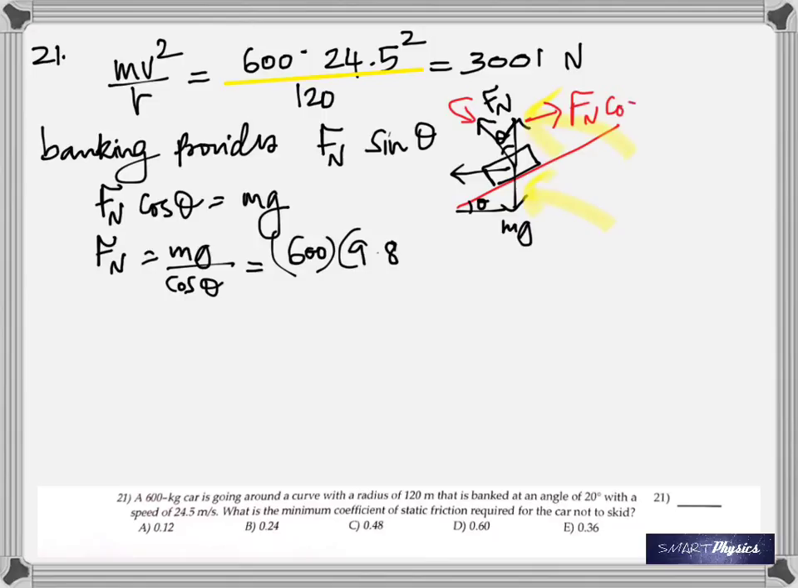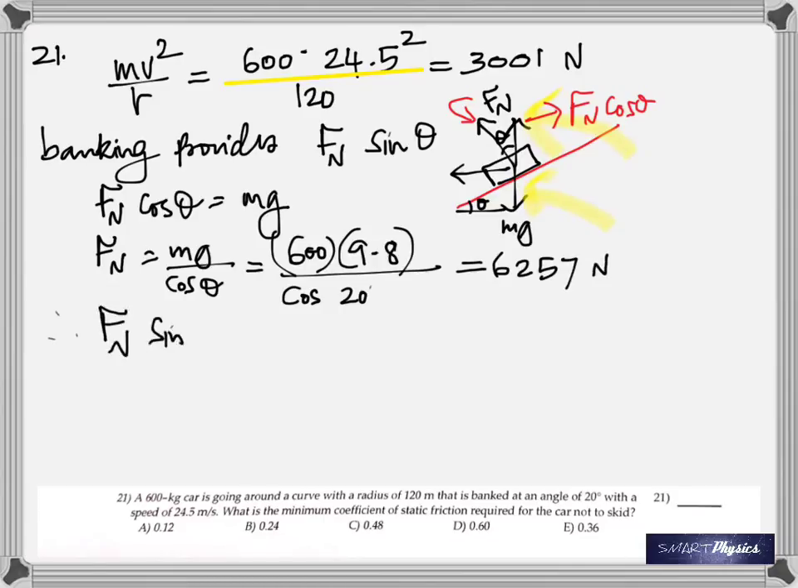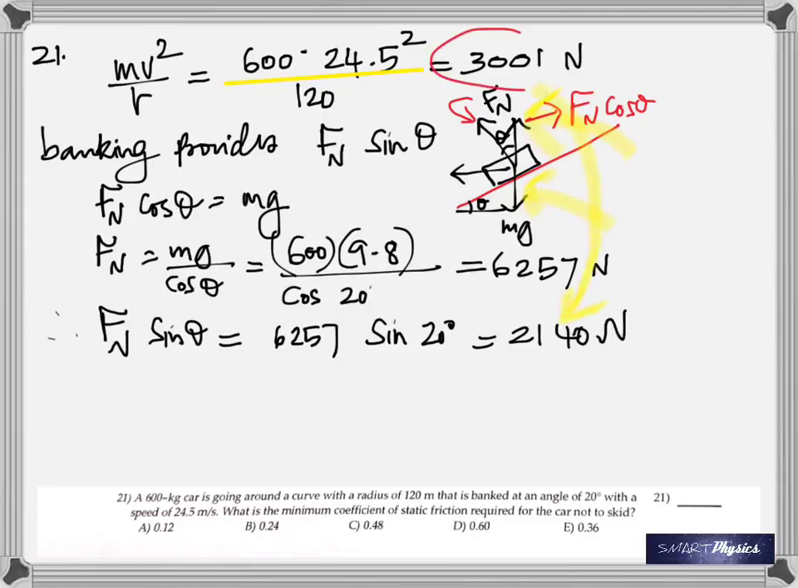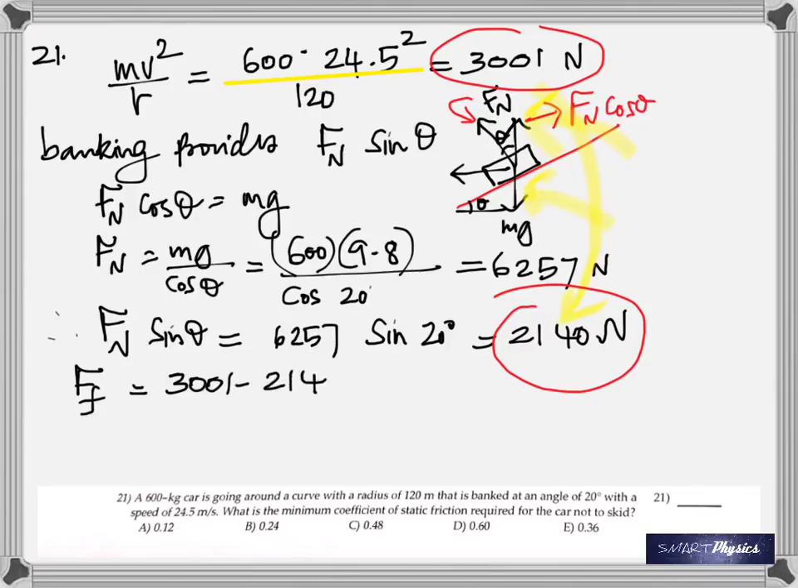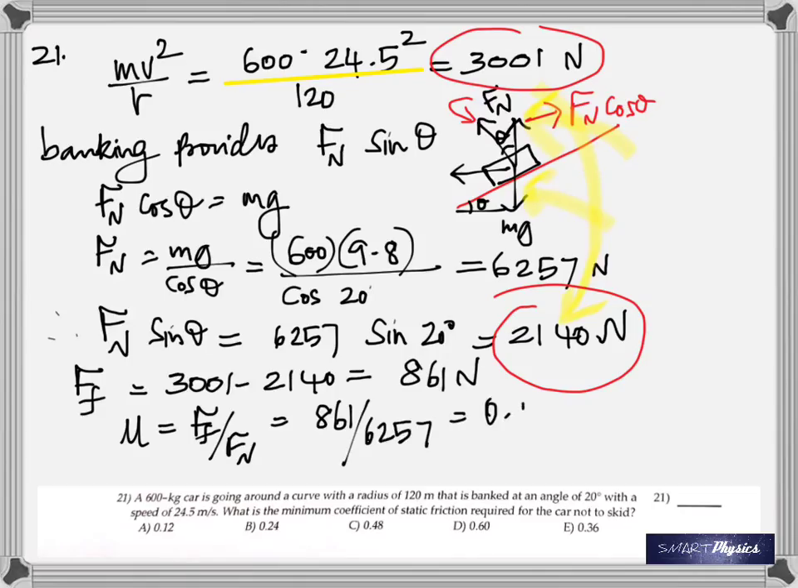So mg by cos theta gives me Fn. After I get Fn, I can use that to find Fn sine theta. So I got that much. Now if I take the difference, I know how much the force of friction must be. Then the coefficient of friction is nothing but force of friction divided by the normal force, and I get 0.13. This would be a 3.5 question.